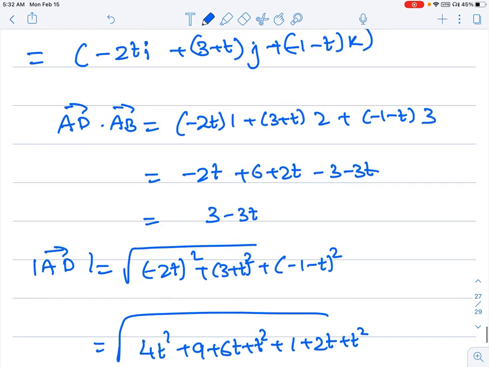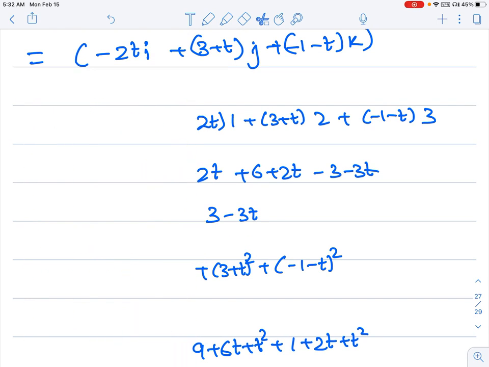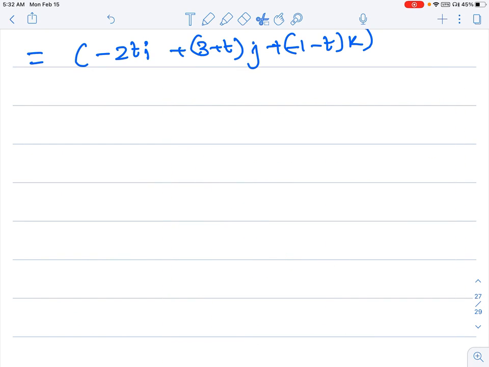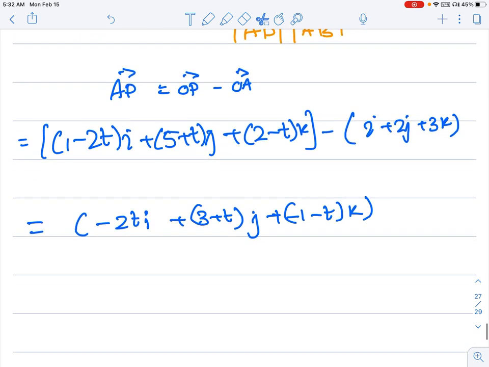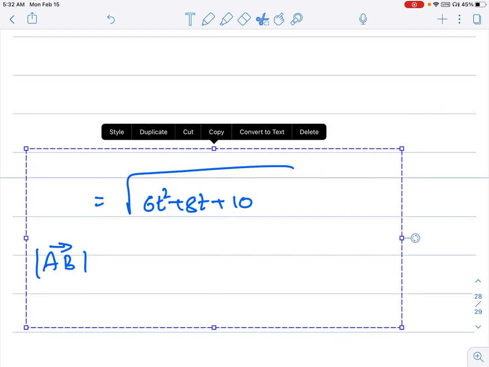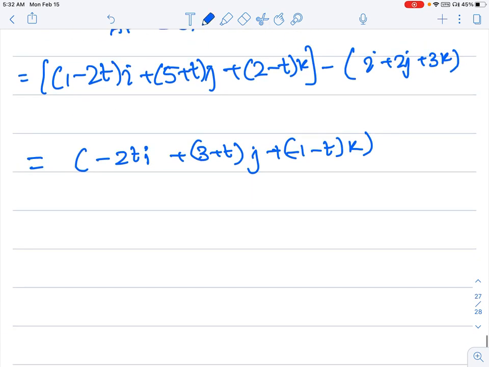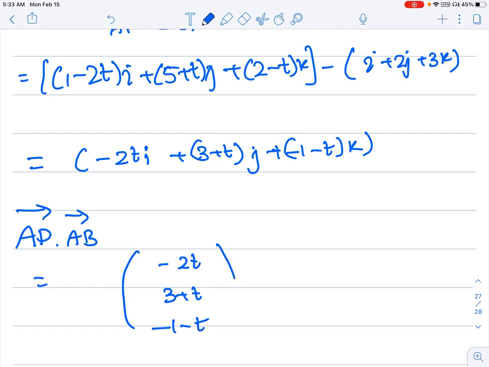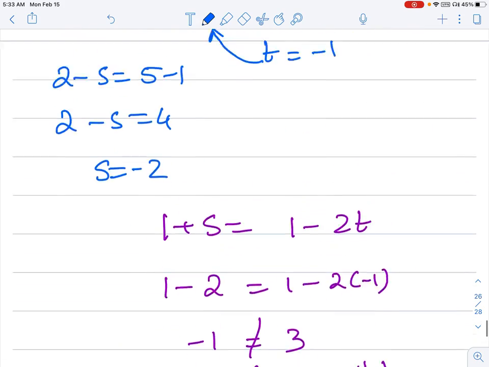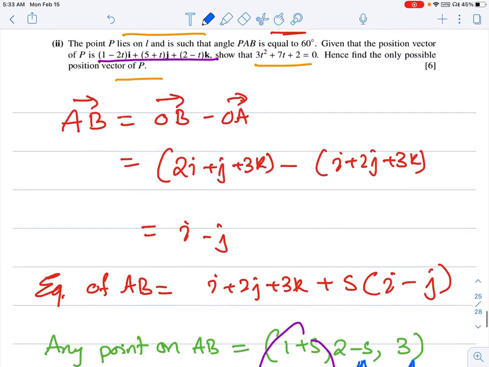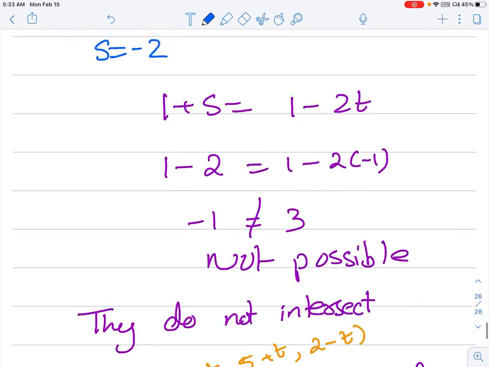So AB, so let us redo this one. Okay, AP dot AB is not correct, so let us redo. AP, I got it out. So what I have to do is AP dot AB. AP I write it out this way, it will be easy. AP is minus 2t, 3 plus t, minus 1 minus t, dot AB. Where is AB? AB we have found over here is i minus j.